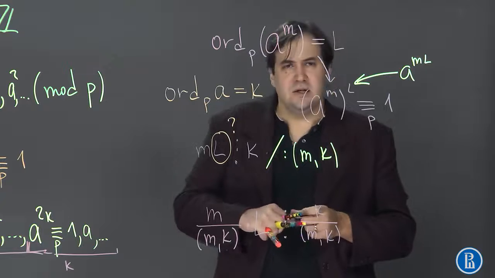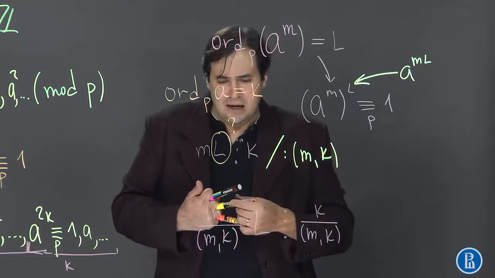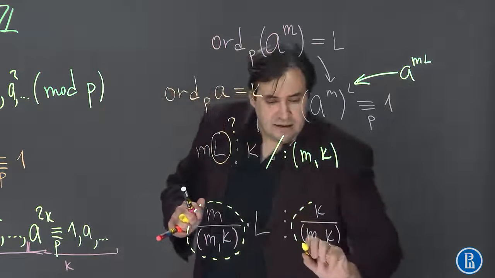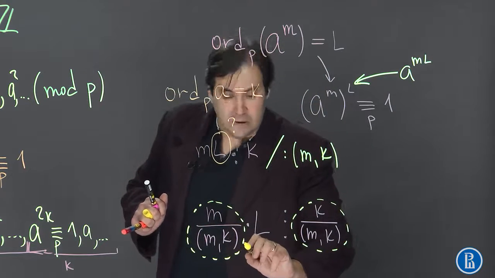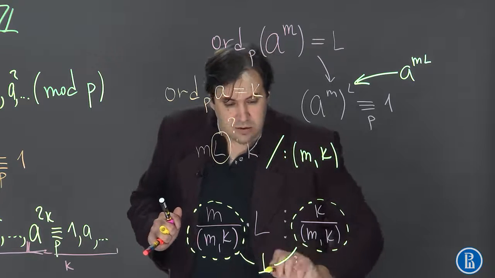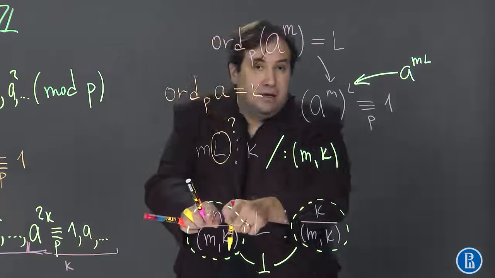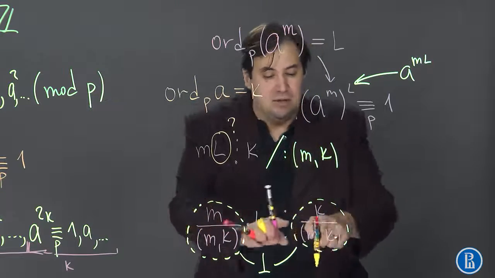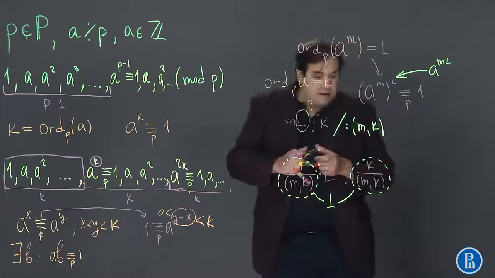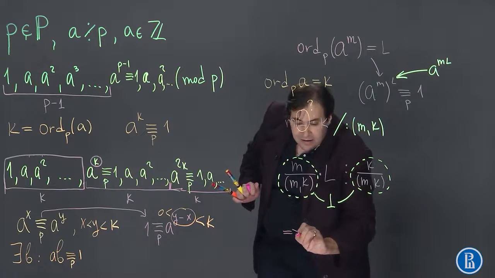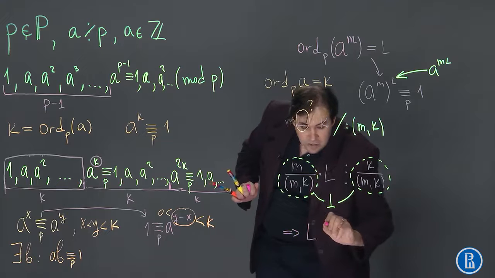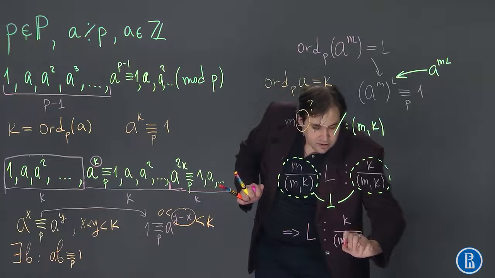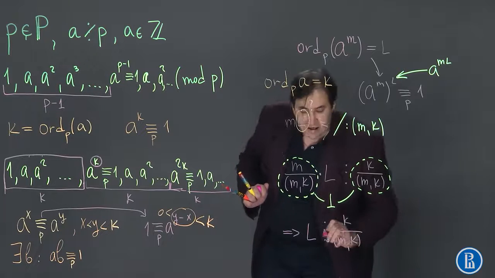Why did we do that? Well, the answer is simple. Now these two factors are mutually prime. So since L multiplied by something mutually prime with this number should be divisible by this number, it follows that L itself should be divisible by k over the greatest common divisor of m and k.